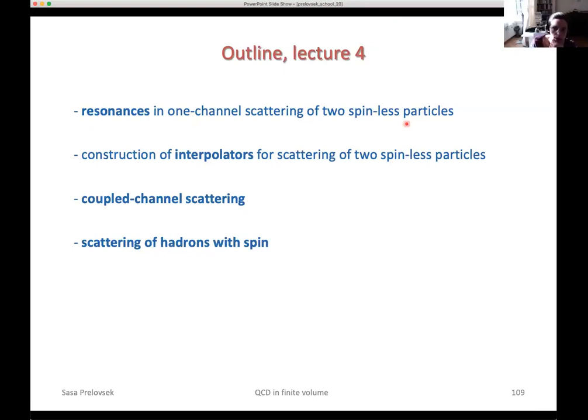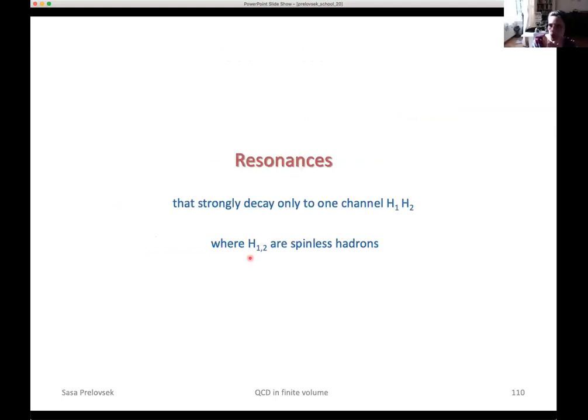Then we'll try to construct interpolators for such a case. Then we'll do as much as we can of the remaining two topics, which would be coupled channel scattering and scattering of two hadrons with spin. Okay, so first the resonances.